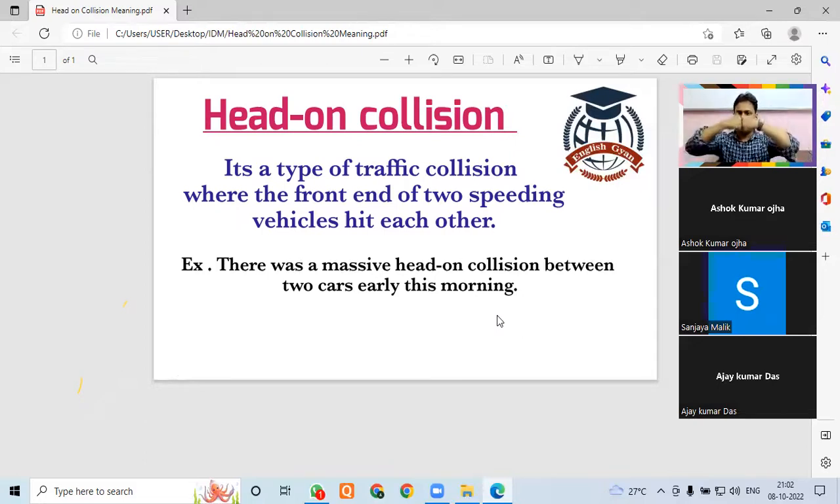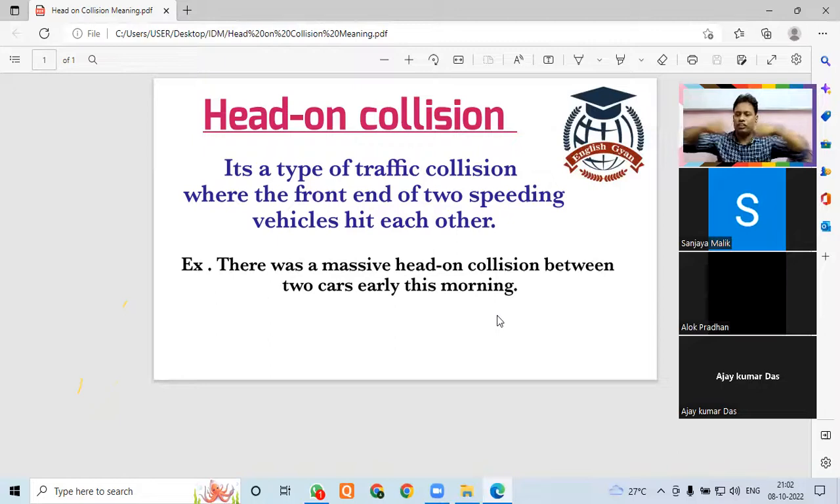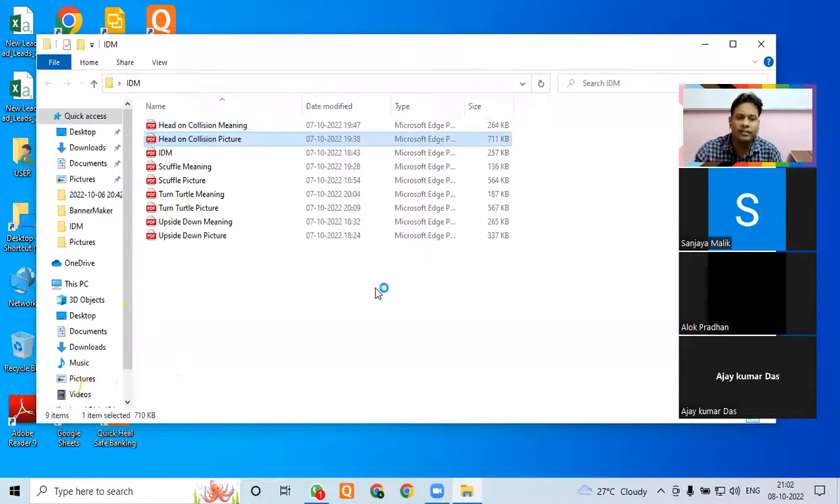You should know what this is. This is called head-on collision. Whenever the front end of a vehicle hits the front end of another vehicle, that is called head-on collision. So you can say there was a massive head-on collision between two cars early this morning. That's exactly what I want to tell you, my friends. This is something called a head-on collision.